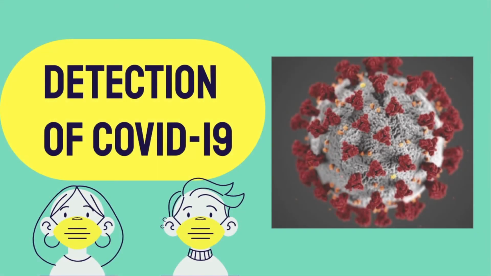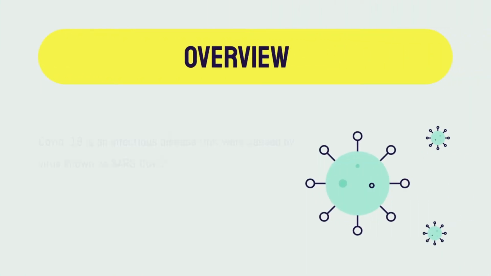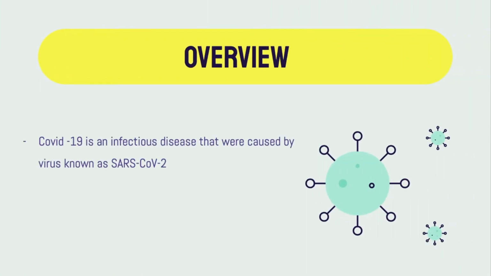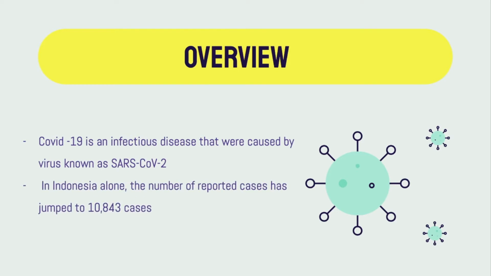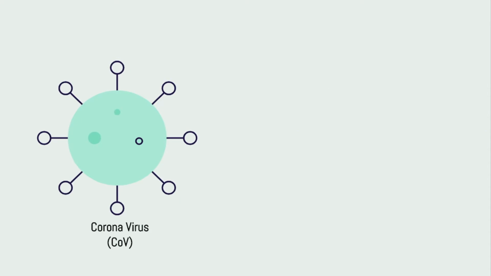Right now, the world is fighting a disease called coronavirus disease, or COVID-19, and it was caused by a newly discovered virus called Severe Acute Respiratory Syndrome Coronavirus 2, or SARS-CoV-2. According to Kompas News, on 3rd May 2020, the number of reported cases in Indonesia has jumped to 10,843 cases. Now, let's take a look at its general structure.